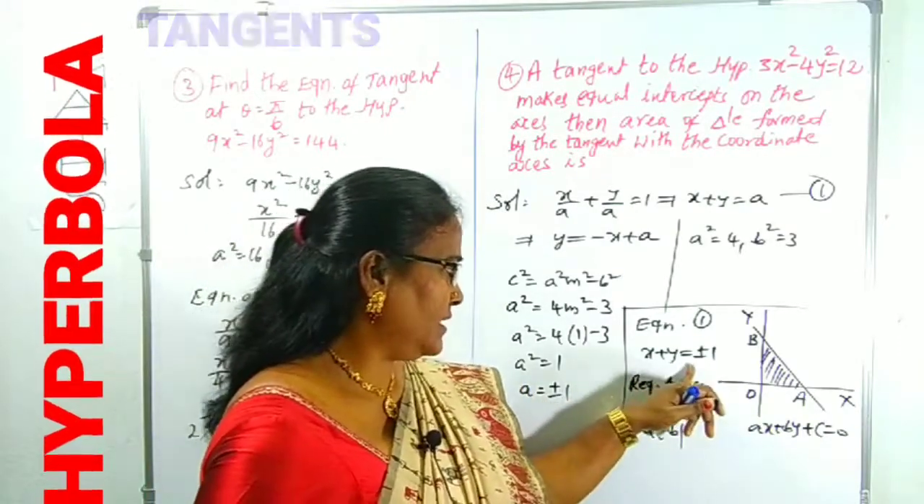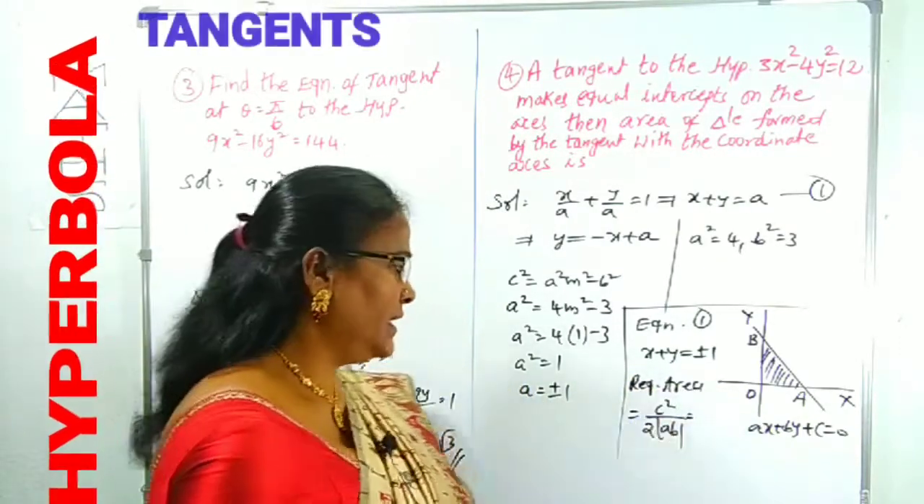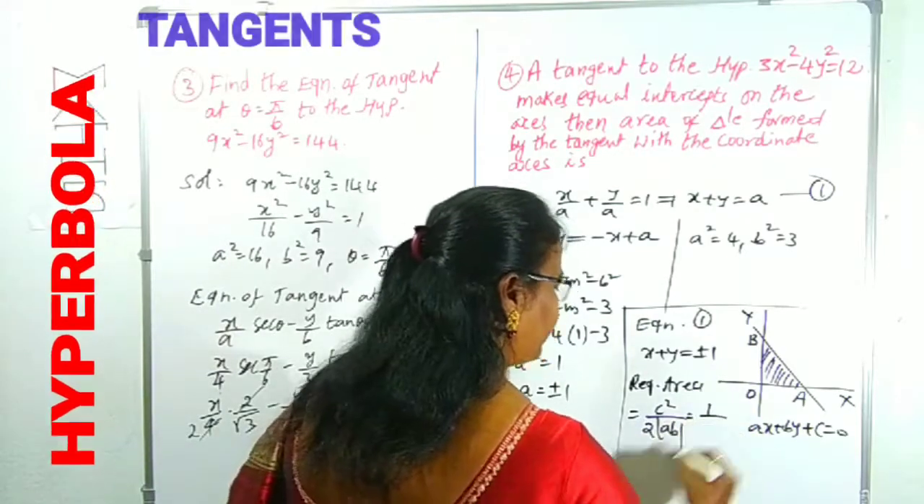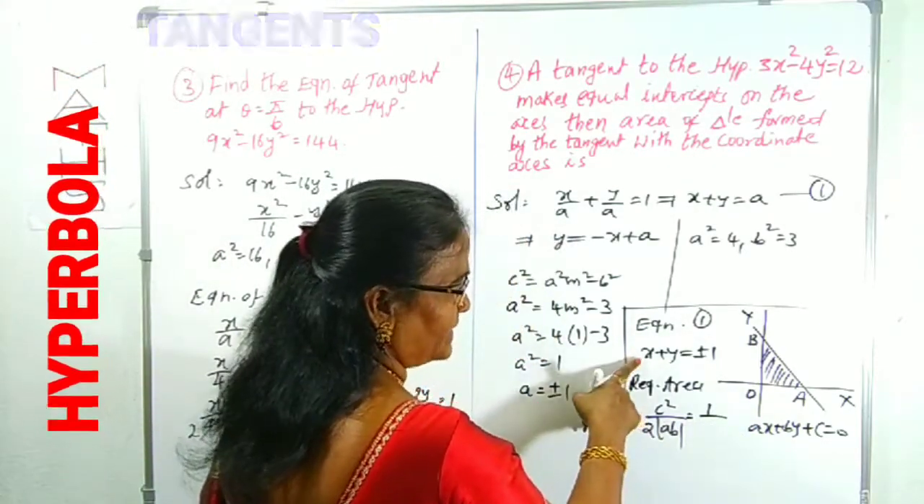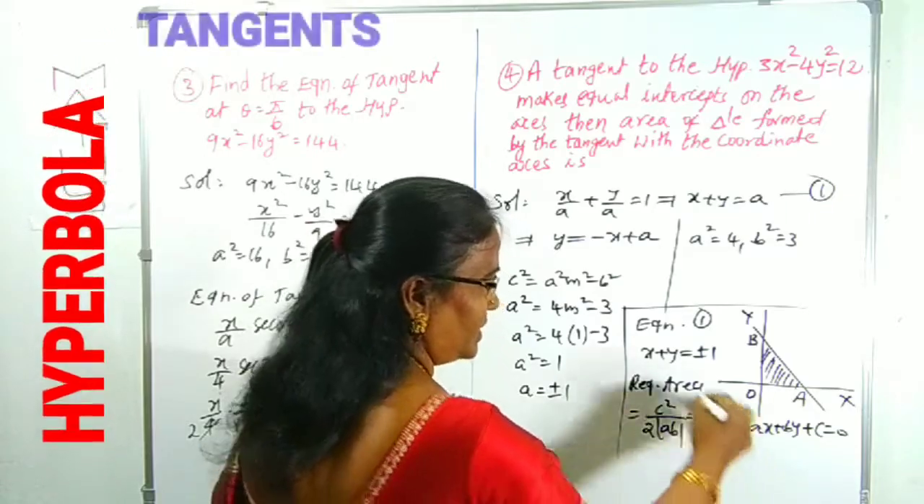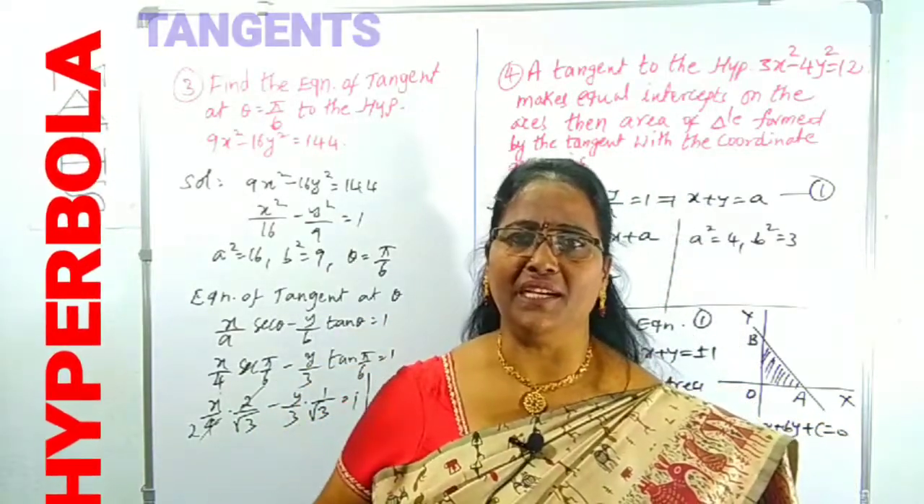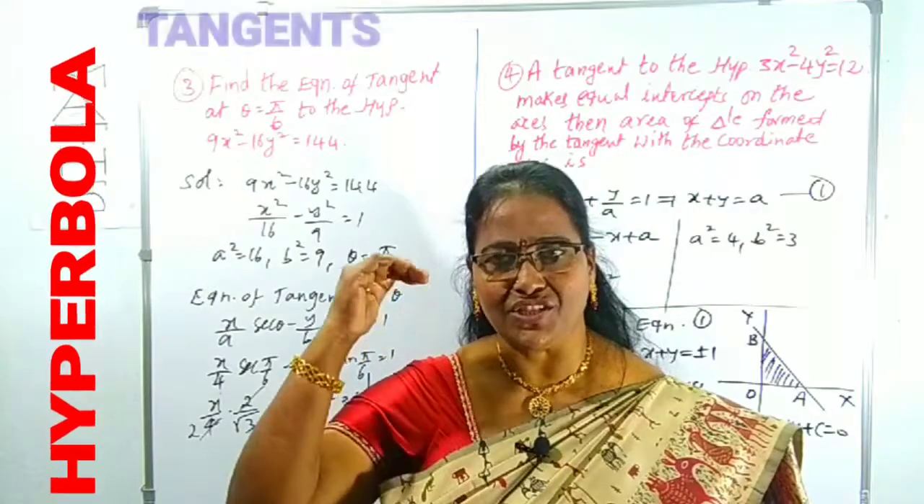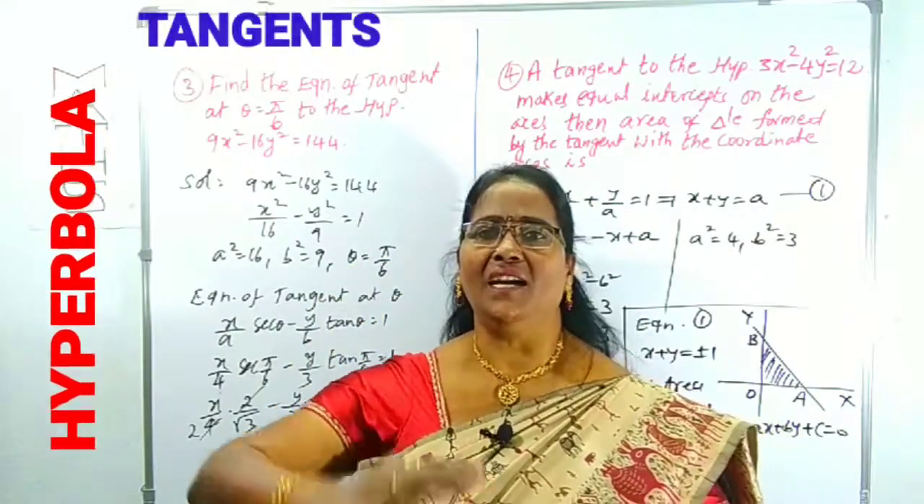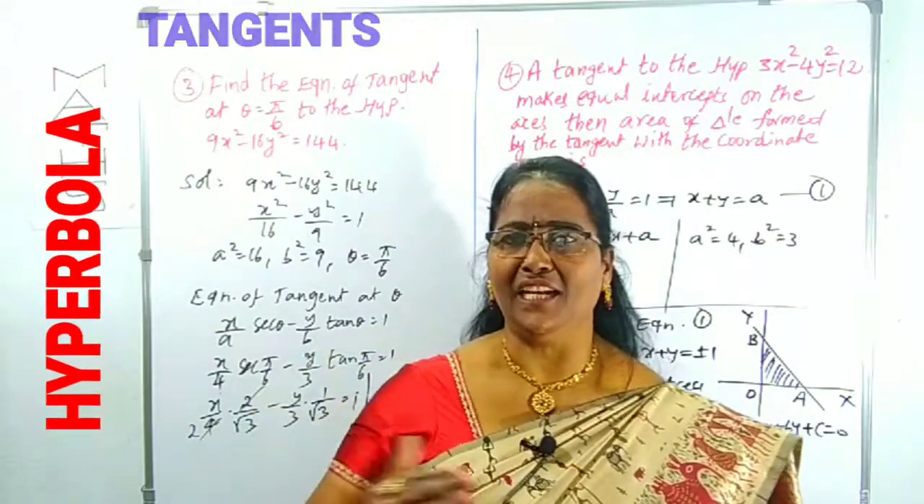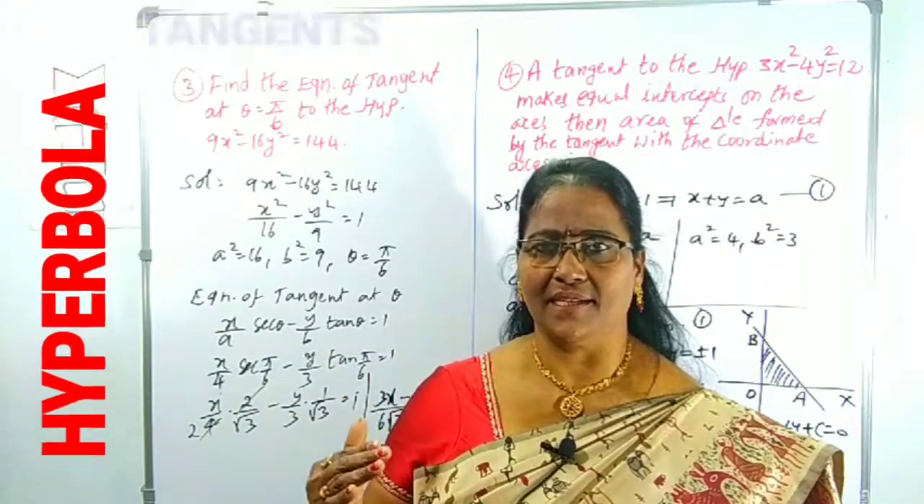Here C is plus or minus 1, so C square is 1, by 2 mod A is 1, B is also 1, which means 2. This is the only required area of the triangle formed by the tangent. Is it clear? First you have to find the equation of the tangent, and then the area of the triangle formed by the coordinate axes. Is it clear?